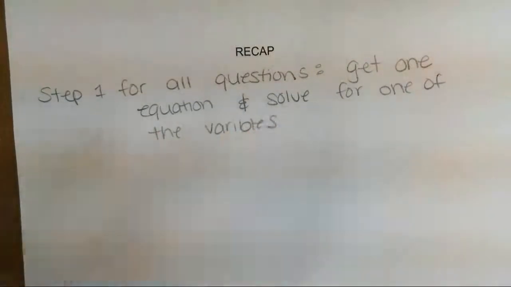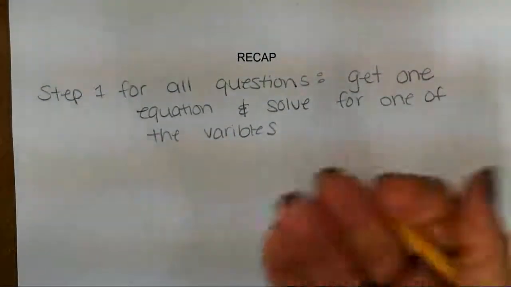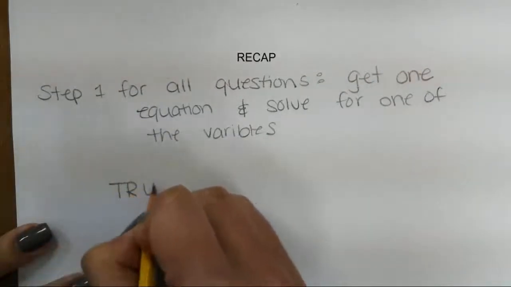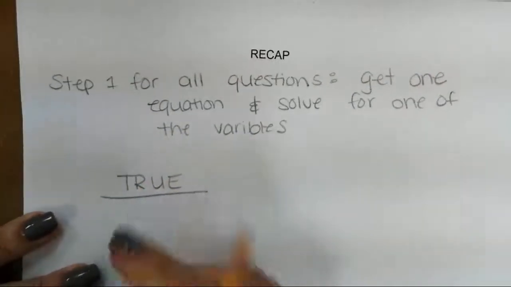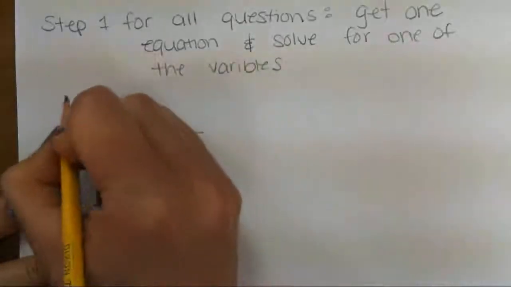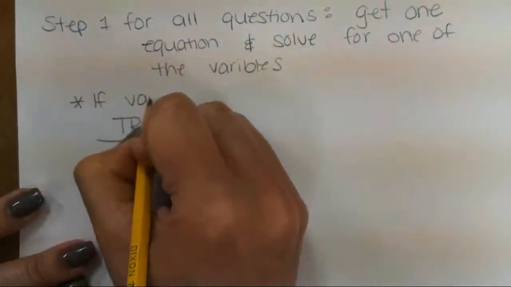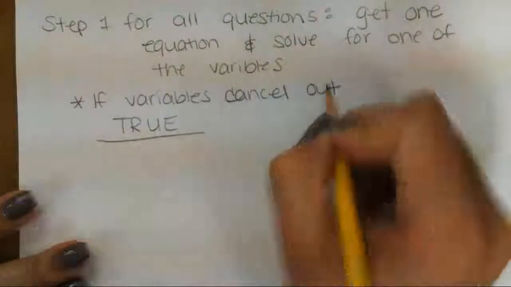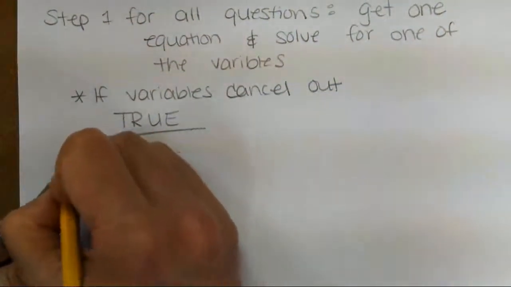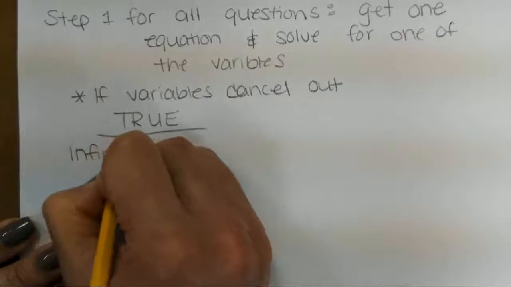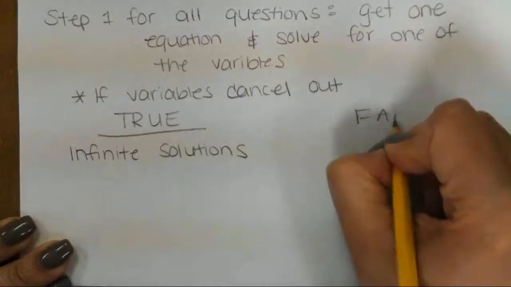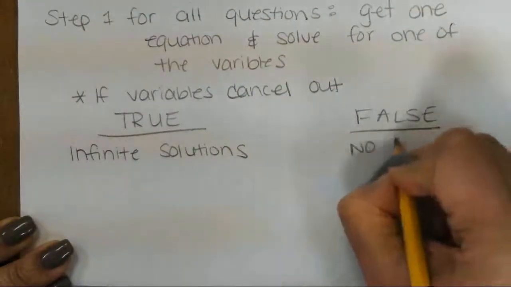Once you've done that, you substitute it into the second equation, and you evaluate just like we did. If your variables cancel out and you're left with a true statement, that means you have infinite solutions. If it's false, that means you have no solution.